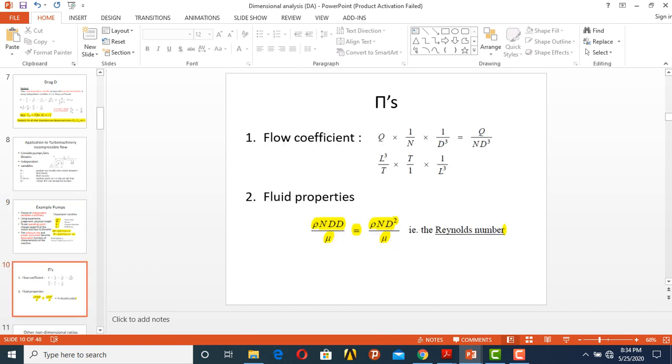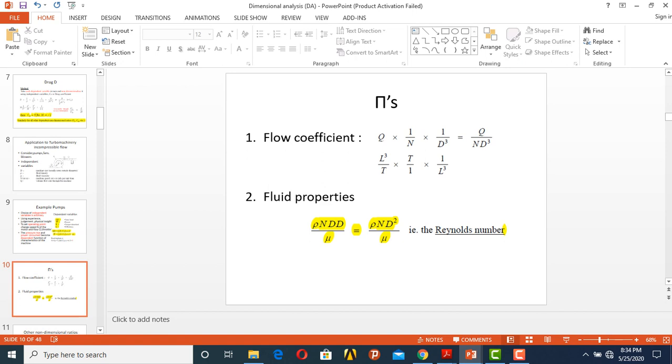So for the flow coefficient, when you apply the method of dimensional analysis using the Buckingham Pi theorem, you will come up with this constant. This constant represents the flow coefficient. It's a coefficient, it's a constant, it doesn't change regardless of the size of the pump. If it falls within the same family, then it will have the same flow coefficient.